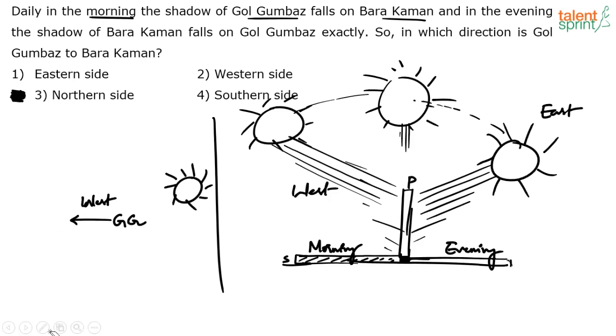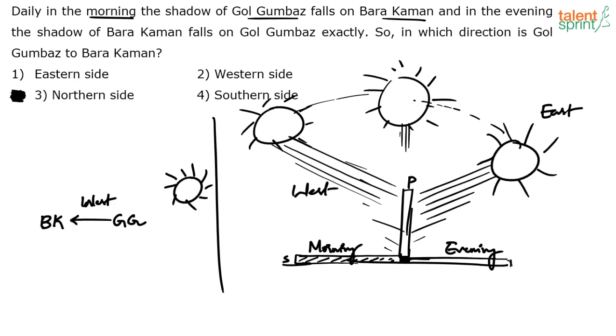I mean, to make it easy for you to understand, it's like this. In the morning, the sun is in the east and Golgumbaz is here. We know that the shadow falls on the west. But the question says that the shadow of Golgumbaz falls on Barakaman. So, can I say Barakaman is on the west of Golgumbaz? Done. There ends the problem, right?